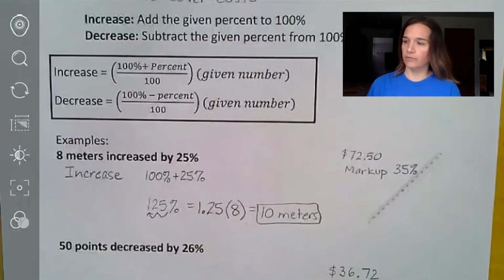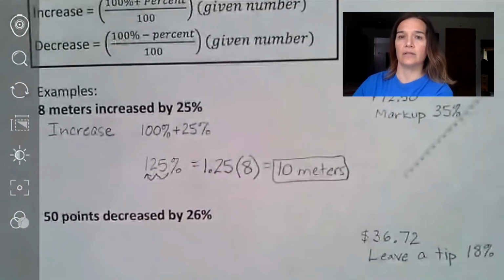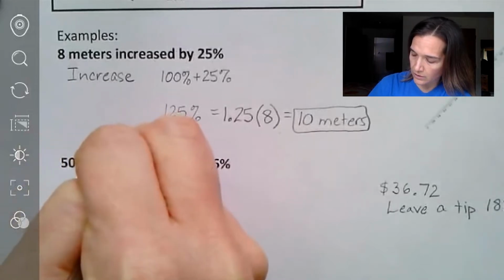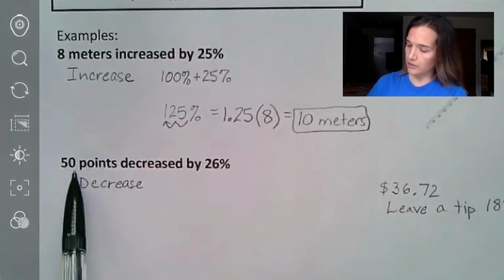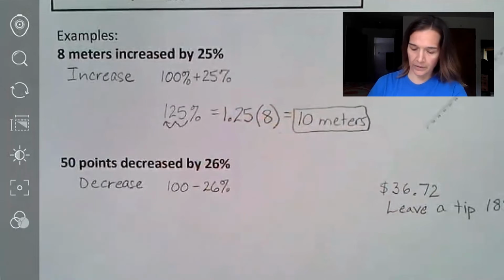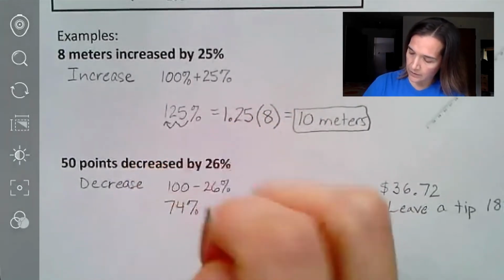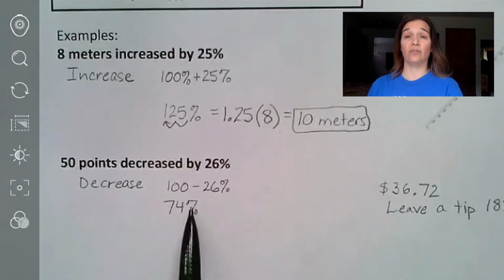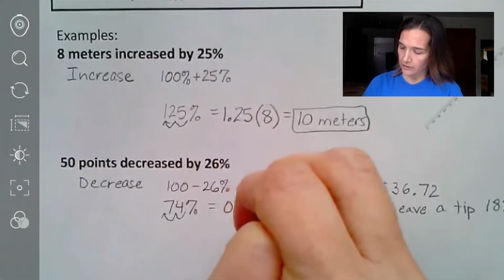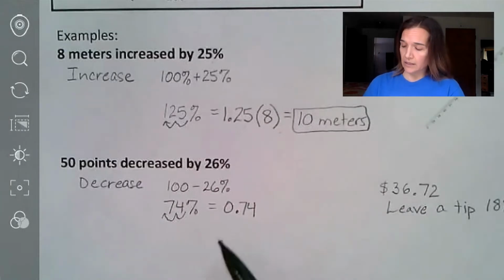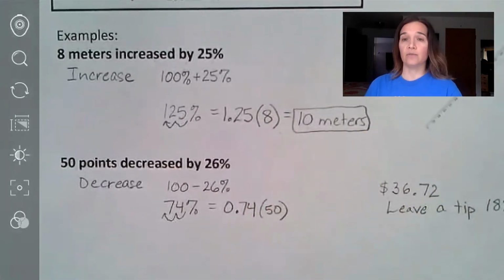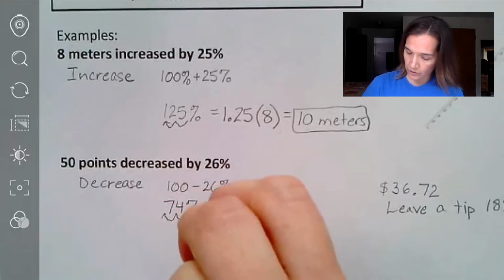Same thing here with our 50 points. We're going to decrease it by 26%. We start with noticing it's a decrease, which means it's going to be less than the 100%. This was the 100%, its original number, but now we're going to decrease that by 26%. When we do that, we end up with 74%. So we only have 74% left. In order to do that, we divide by 100, shortcut, move the decimal point 2 places to the left, 0.74. And the formula basically says multiply the percent times the original number, the given number. So we do that times 50, and we end up with 37 points.